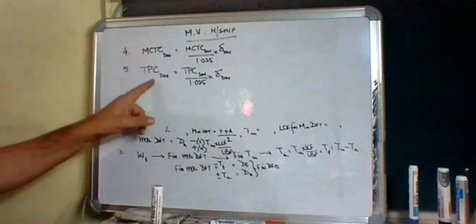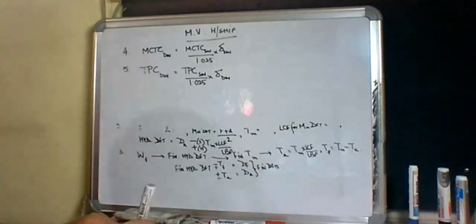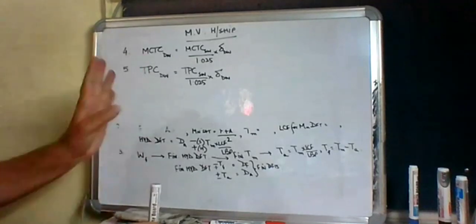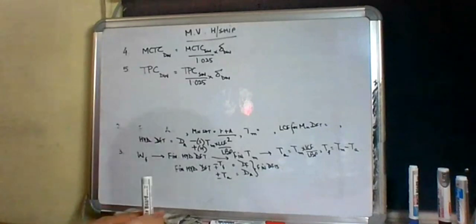Both MCTC and TPC change with density. Nothing else changes with density.